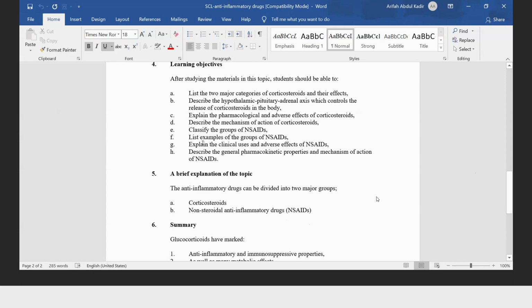As for NSAIDs, I've written here examples of groups of NSAIDs, and then explain the clinical uses and adverse effects, and briefly discuss the pharmacokinetic properties, the general properties. You don't have to go into specifics, like the PK properties of tolfenamic, flunixin or carprofen. It's the general properties of NSAIDs, and the mechanism of action. What I want to know is general, not specific. There are many specific ones, but basically they all have a similar mechanism of action. So don't worry.